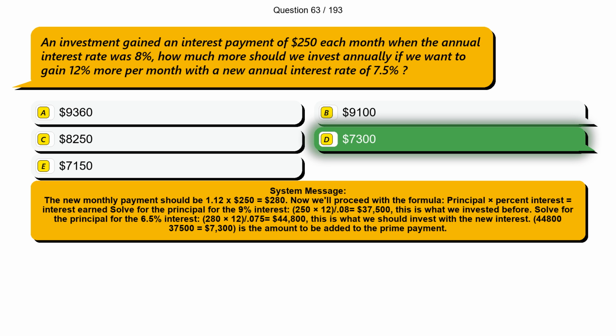Solve for the principal for the 7.5% interest. 280 times 12 / 0.075 equals $44,800. This is what we should invest with the new interest. 44,800 minus 37,500 equals $7,300 is the amount to be added to the principal.